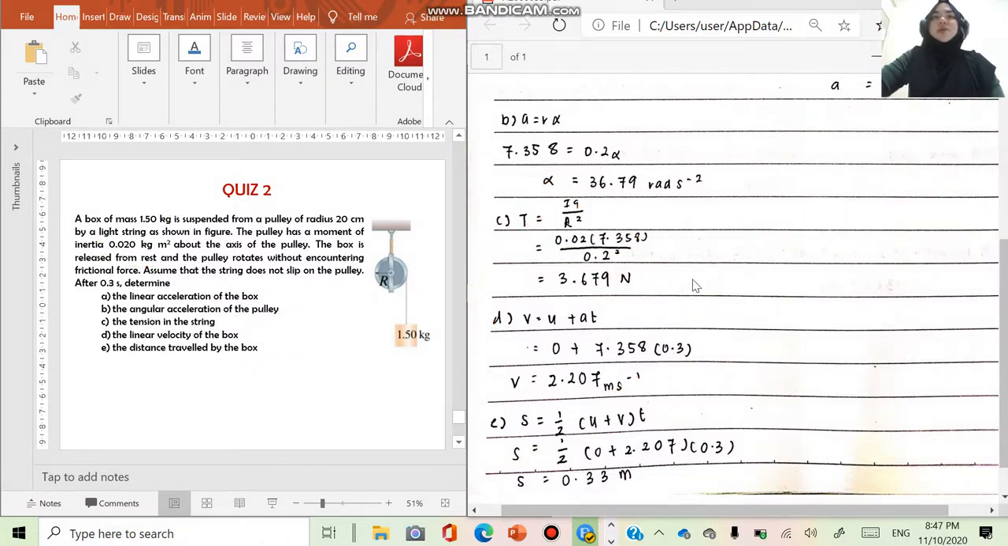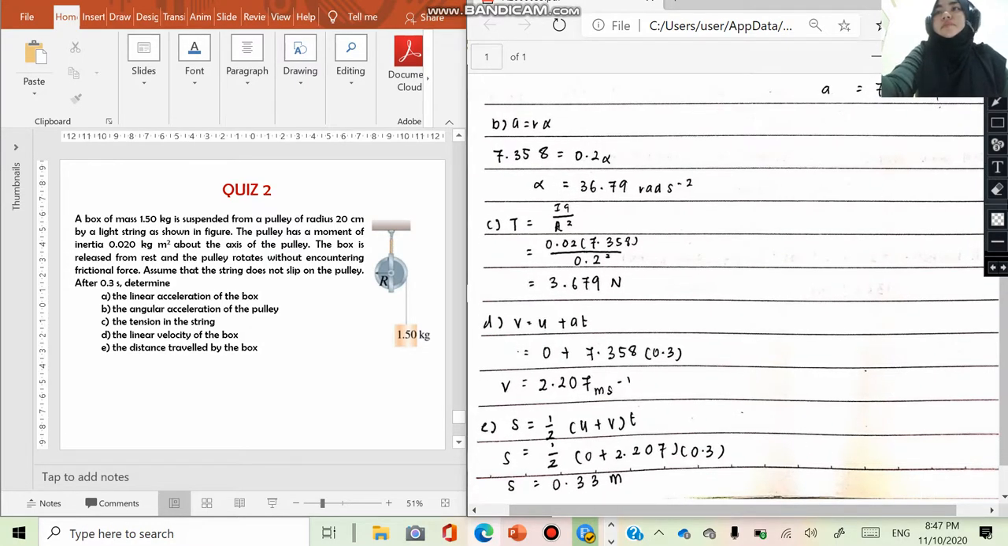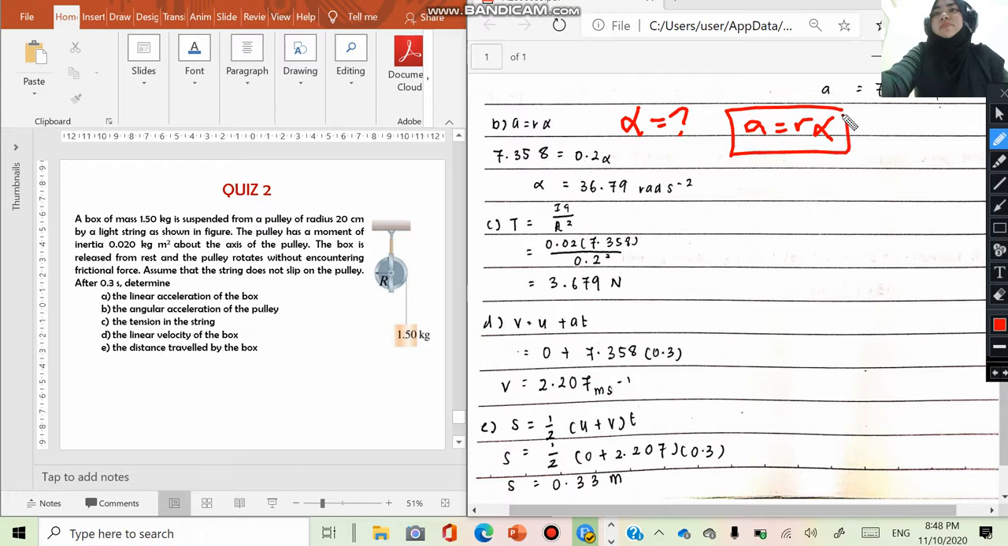Alright, so now we go to question B. Question B asks you to find the angular acceleration of the pulley. This is angular acceleration. Alpha. It asks for alpha. Easy, because you already know the value of A. A is equal to R alpha. Always remember this equation. It's very useful and very often asked.